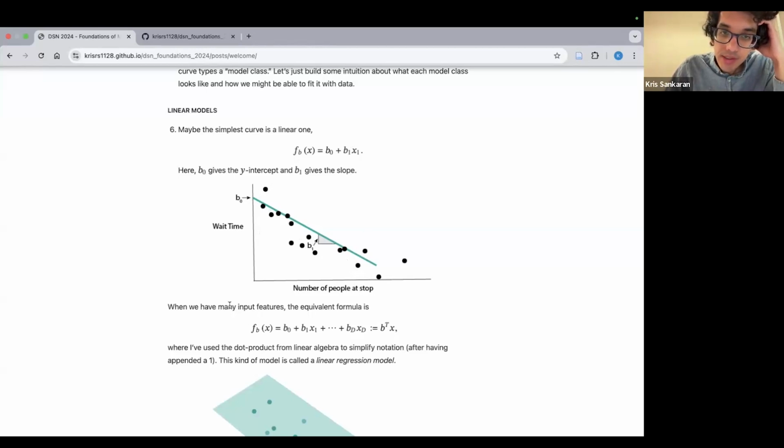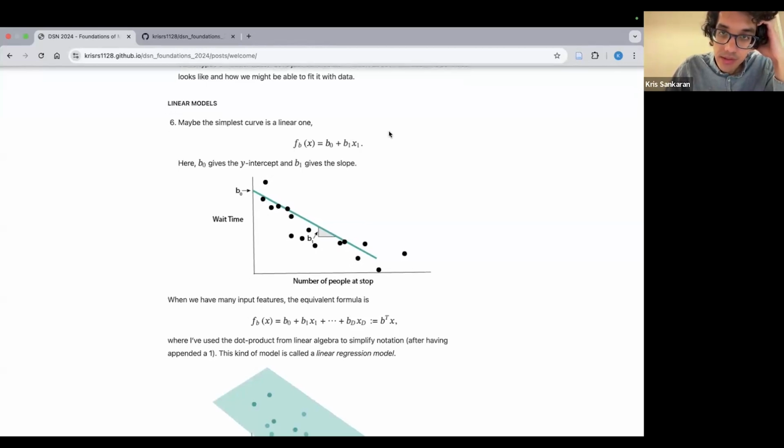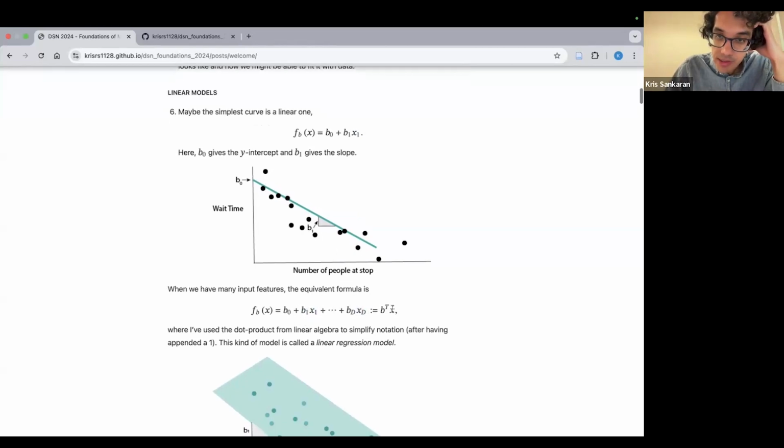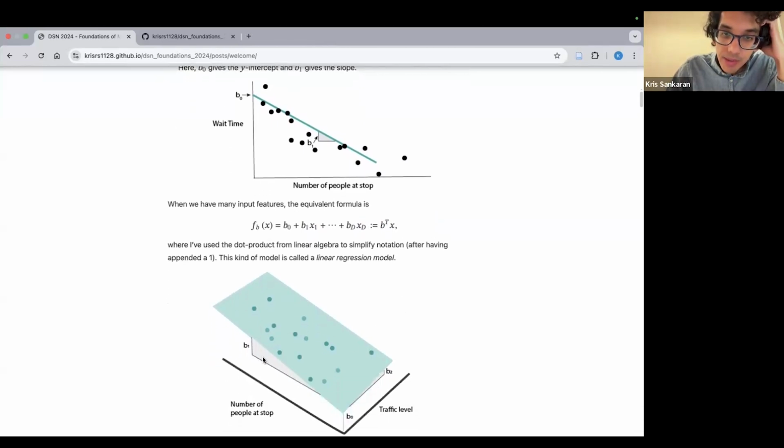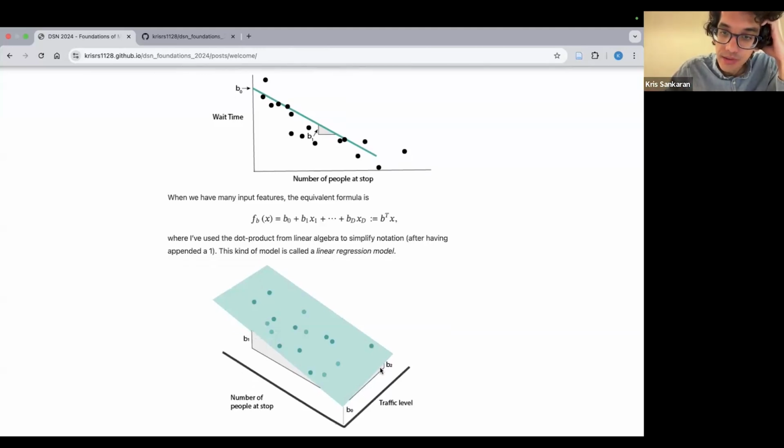If you have many different features, then you don't just want one x1, you need an x1 all the way to your dth feature, xd. Algebraically, you would write this in matrix or vector notation, B transpose X. And that just parameterizes a surface instead of a 1D line. The relative slopes in each direction are the coefficients, so B1 through BD.